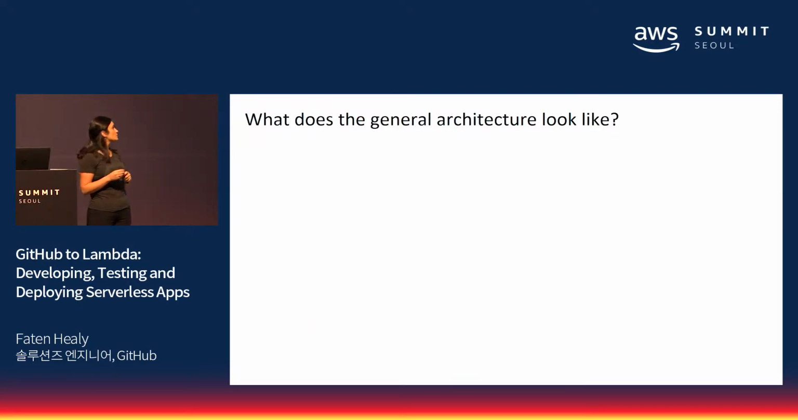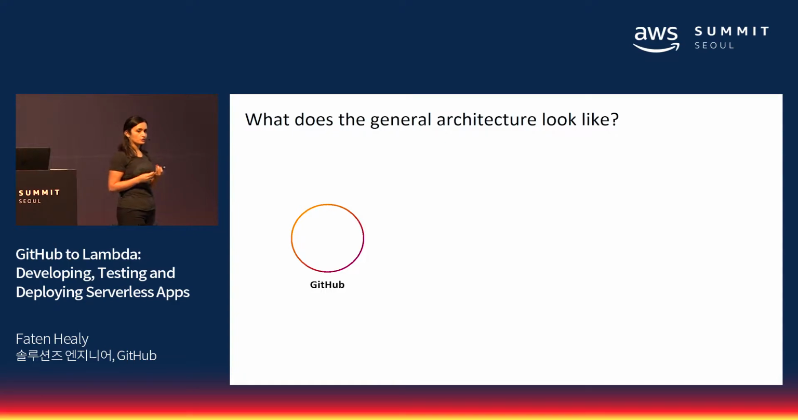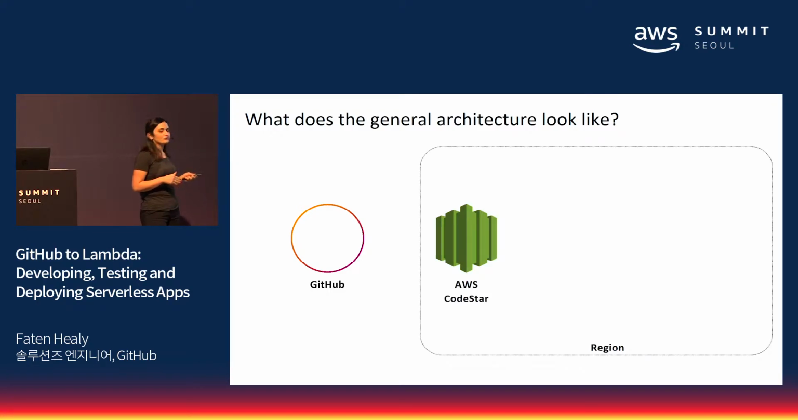So what does the general architecture look like? First of all, you have your repository, where you have your configuration files, your changes, your source code, such as your AWS Lambda functions, and of course, it's going to be on GitHub. You have your AWS CodeStar, obviously, sitting in a specific AWS region.